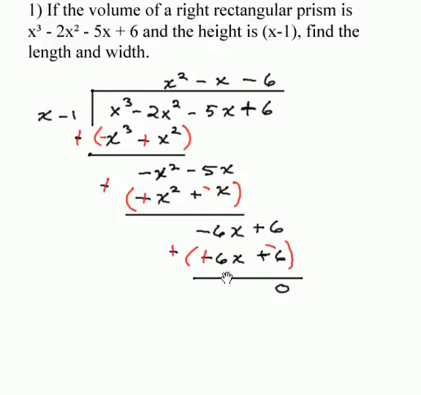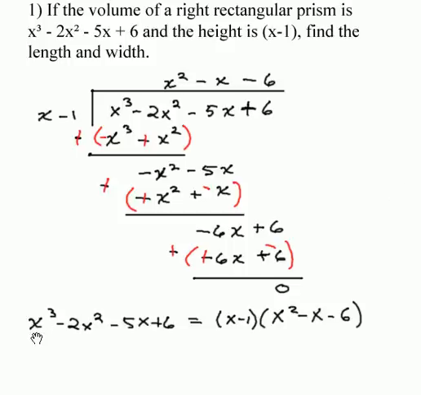Now at this point, we're not finished. What we have is we know that what we started with, the volume of this right rectangular prism, x to the third minus 2x squared minus 5x plus 6, is equal to the side they gave us, x minus 1, times the product of the other two dimensions, the length and the width, which is x squared minus x minus 6. From here, to finish out the problem, because we have to find the length and the width, we turn to strategies that we learned in Chapter 4.